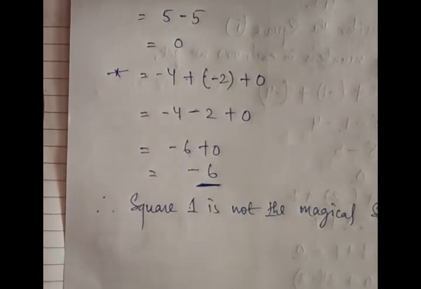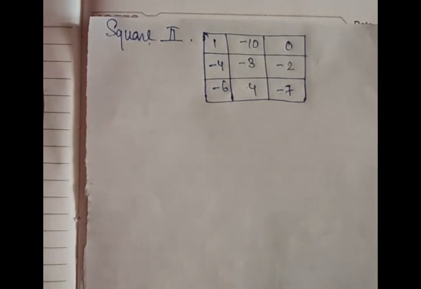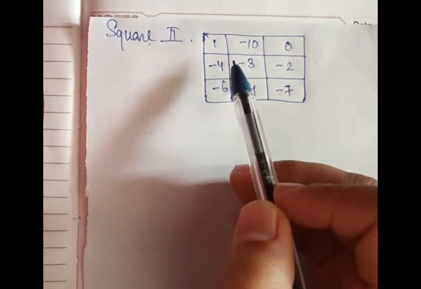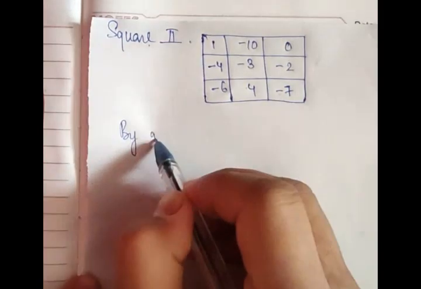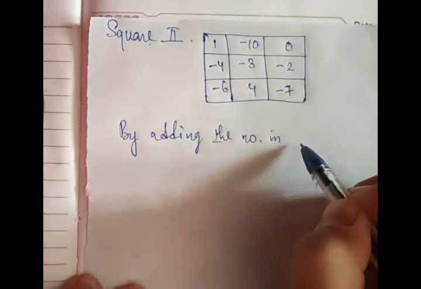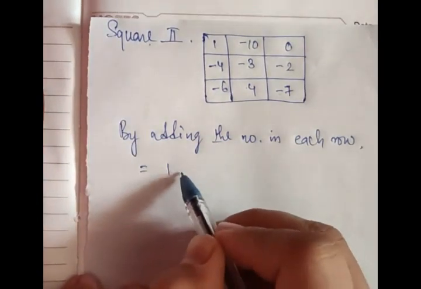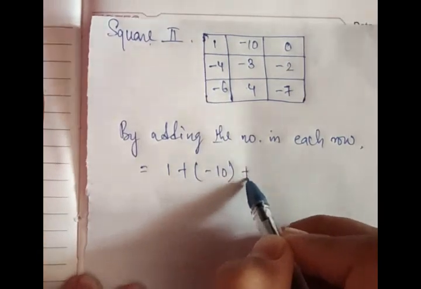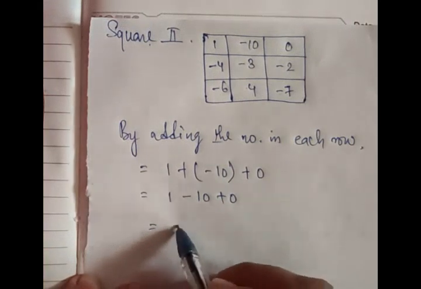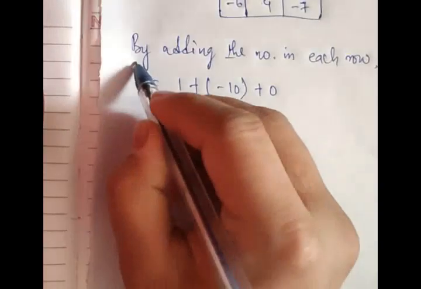So similarly we have to solve for the second one also. So this is our square 2. Similarly we have to do as we have done for square 1, by adding the numbers in each row, that is 1 plus minus 10 plus 0, is equal to 1 minus 10 plus 0, is equal to minus 9 plus 0, is equal to minus 9. Okay, this was your first row.